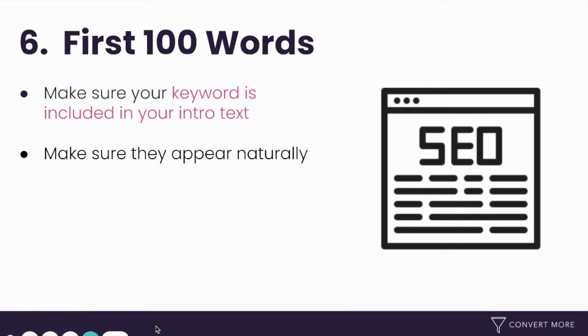Number 6, the first 100 words on this page. This is often sort of the intro text, the subtext that's underneath the main title as you arrive. Make sure it includes your keywords. Make sure you've got it naturally. Don't force a keyword in there. Put it naturally in a sentence. The sooner your primary target keyword appears in your content, the sooner the search engine crawlers can determine what the content is about. So make sure you include this in the first 100 words or in the first paragraph.